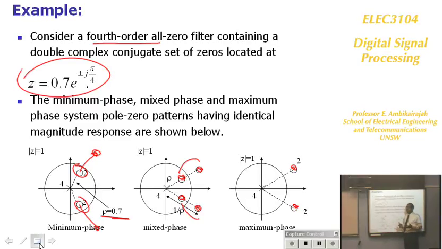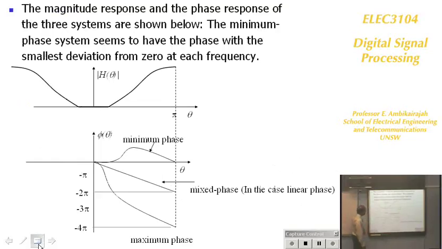If you reflect them, what does that mean? The magnitude response has to be the same. The net phase change for this is minimum. That's why it's called minimum phase. The net phase change for this one is going to be in between this and this. The net phase change here is going to be maximum. So how do you do this? Let's plot the graph of the magnitude and phase response. Here is the magnitude response. For all three filters, the magnitude response looks the same.